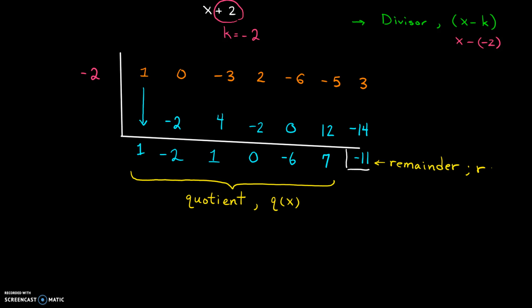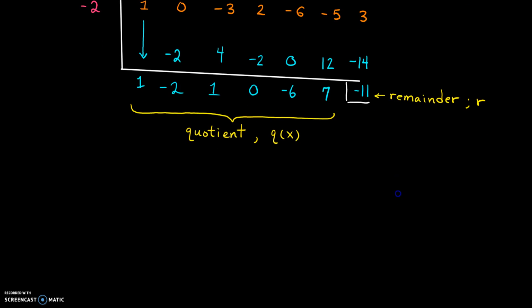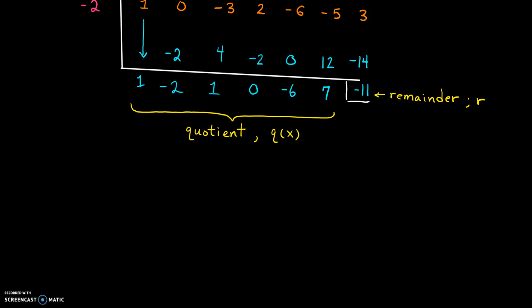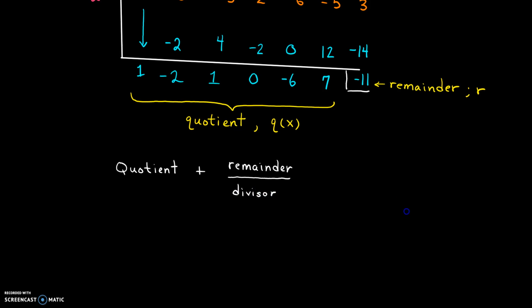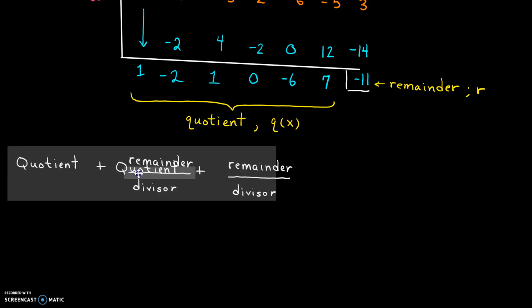Okay, so the question is, how do you write your final answer? There are two ways, actually. We can write it as the quotient plus the remainder over the divisor. So that's one way that we saw in class how we could write our answer. The other way, let me go ahead and circle this and move it over really quick.